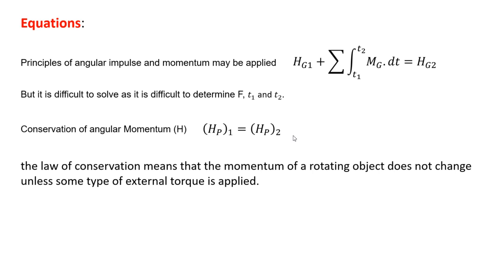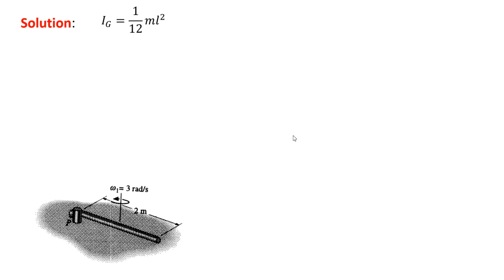The law of conservation means that the momentum of a rotating object does not change unless some type of external torque is applied. We start the solution by calculating the value for Ig. Ig is 1 over 12 mass multiplied by the length squared. We know the mass is 10 and the length is 2, so we can find the answer for this part.